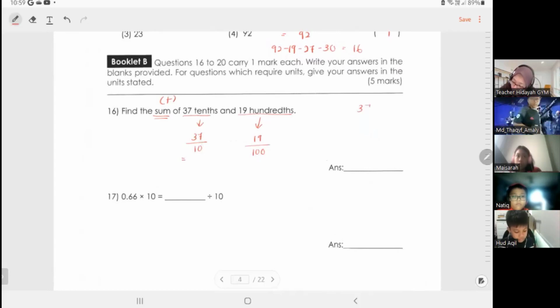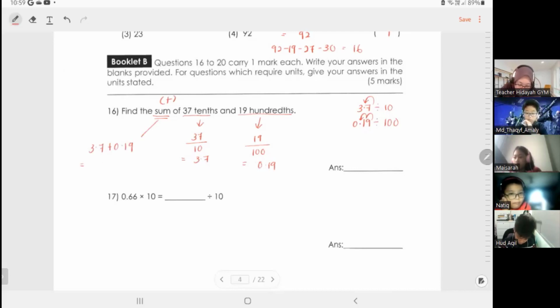If you do not know, you write down here. Divide by 10 means going left 1 decimal point, so 3.7. This one, 19 divided by 100, means going left 2 times. 1, 2. Drop the decimal point, so it's 0.19. Right? Sum means 3.7 plus 0.19 equals, answer is 3.89. That's my answer.